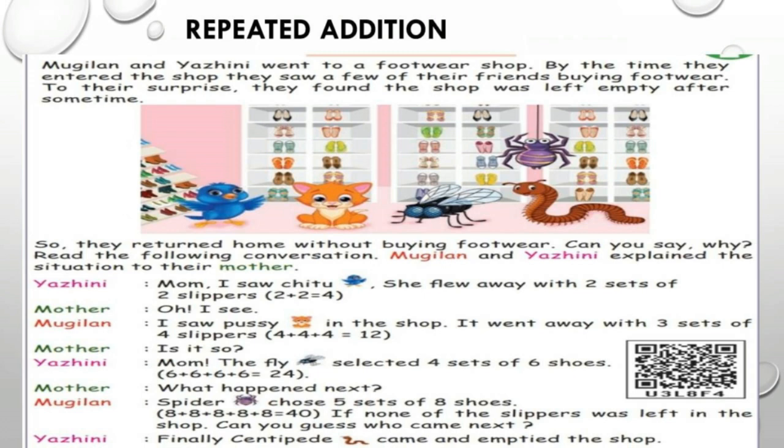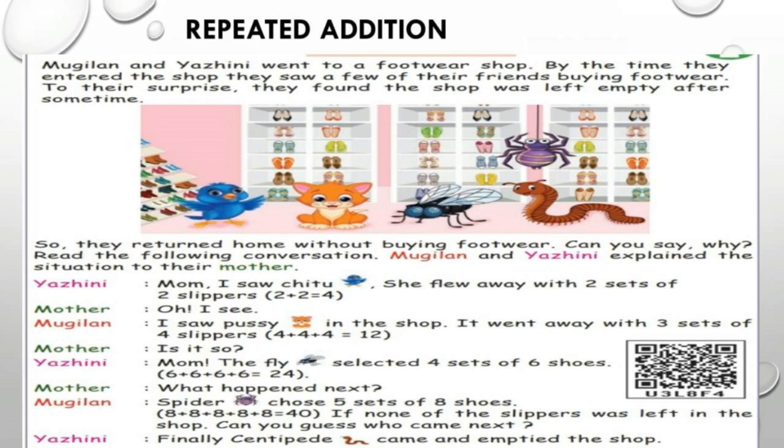It went away with 3 sets of 4 slippers. So 3 sets of 4 slippers means 4 plus 4 plus 4 is equal to 12. So mother says, "Is it so?" Yarini says, "Mom, the fly selected 4 sets of 6 shoes." So 4 sets of 6 shoes means 6 plus 6 plus 6 plus 6, totally 24 shoes. Mother said, "What happened next?"